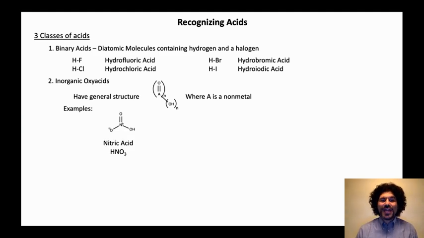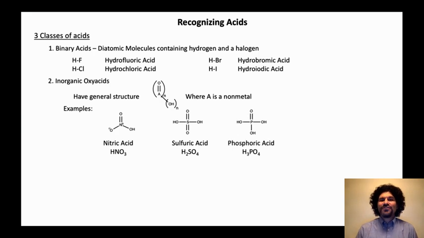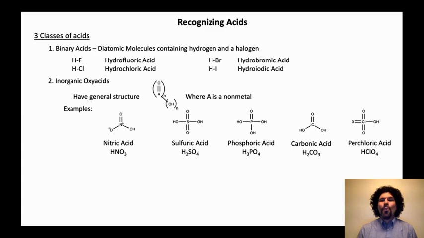So one example is nitric acid, where the central atom is nitrogen. It's doubly bonded to one oxygen and has one OH. Sulfuric acid, H2SO4, central atom is sulfur. Two doubly bonded oxygens and two OHs. Phosphoric acid, H3PO4, one doubly bonded oxygen, three OHs. Carbonic acid, H2CO3, one doubly bonded oxygen, two OHs. Perchloric acid, HClO4, three doubly bonded oxygens to chlorine as the central atom, and one OH.